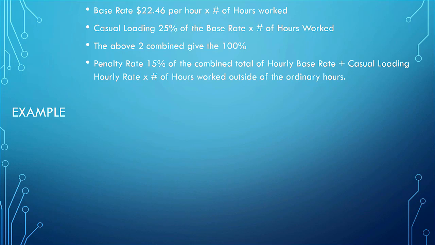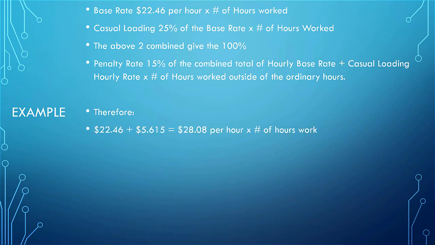Now, the penalty rate for shift workers is 15% of the combined total of the hourly base rate plus casual loading hourly rate, multiplied by the number of hours worked outside of the ordinary hours. So I hope you're with me so far. Let's break it down even further.